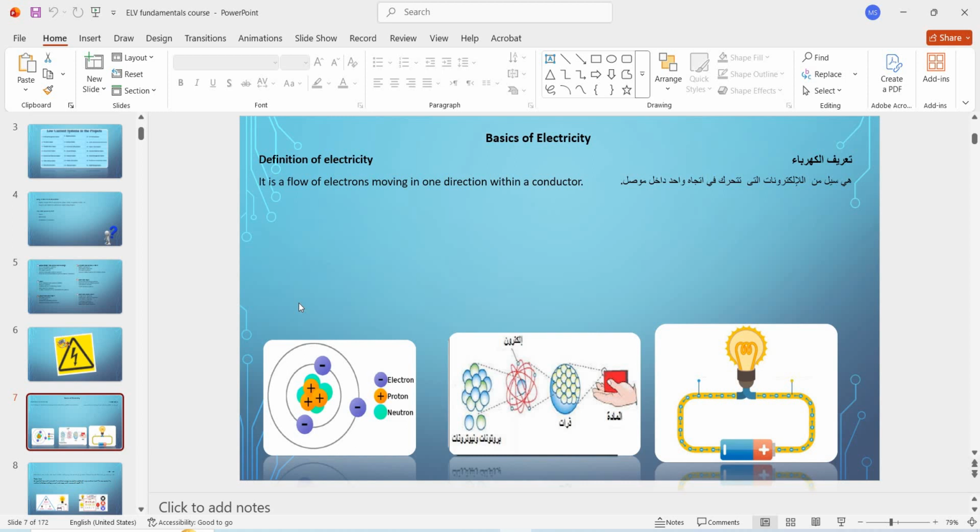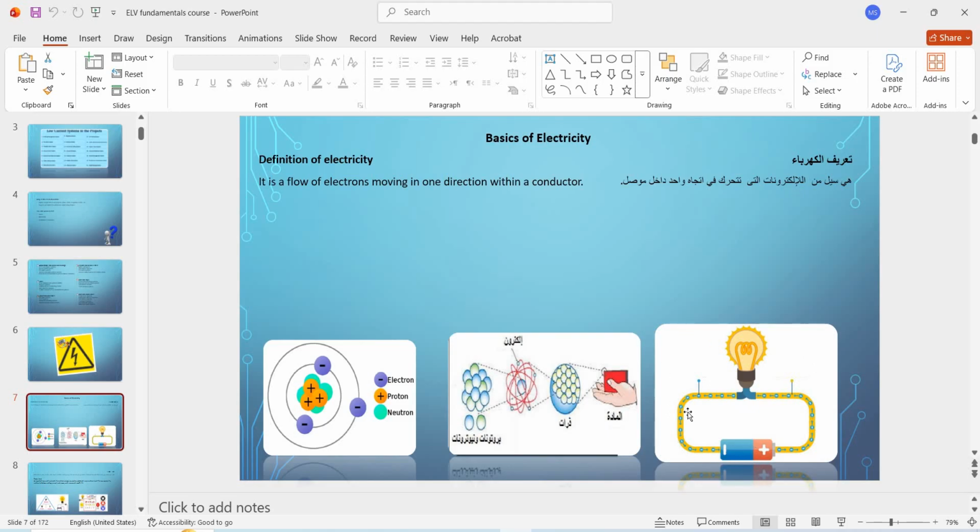What does electricity mean? No need to make things bigger, so I say that electricity is a flow of electrons moving in one direction within a conductor. Flow of electrons moving in one direction within a conductor. What does that mean? A conductor is similar to a wire.